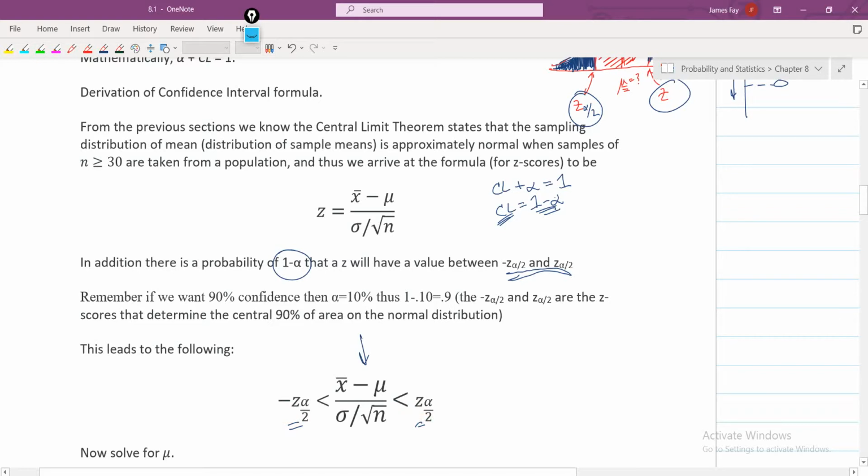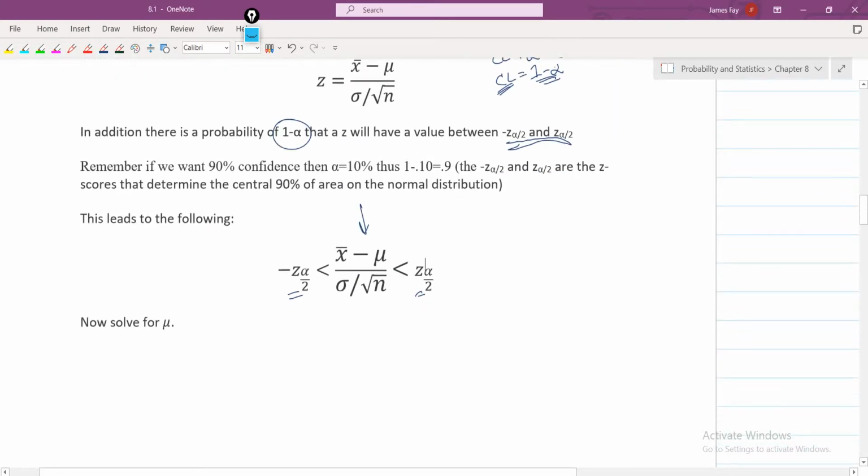So basically what we do now is take this formula and solve for mu. Some Algebra 1 concept here. All I'm going to do is multiply all three parts by this denominator. So I'm going to get the opposite of z sub alpha over 2 times sigma over radical n. If you remember, sigma over radical n is the standard deviation of the sample means. If you want to write it as sigma sub x bar, you can. Those are the same thing.